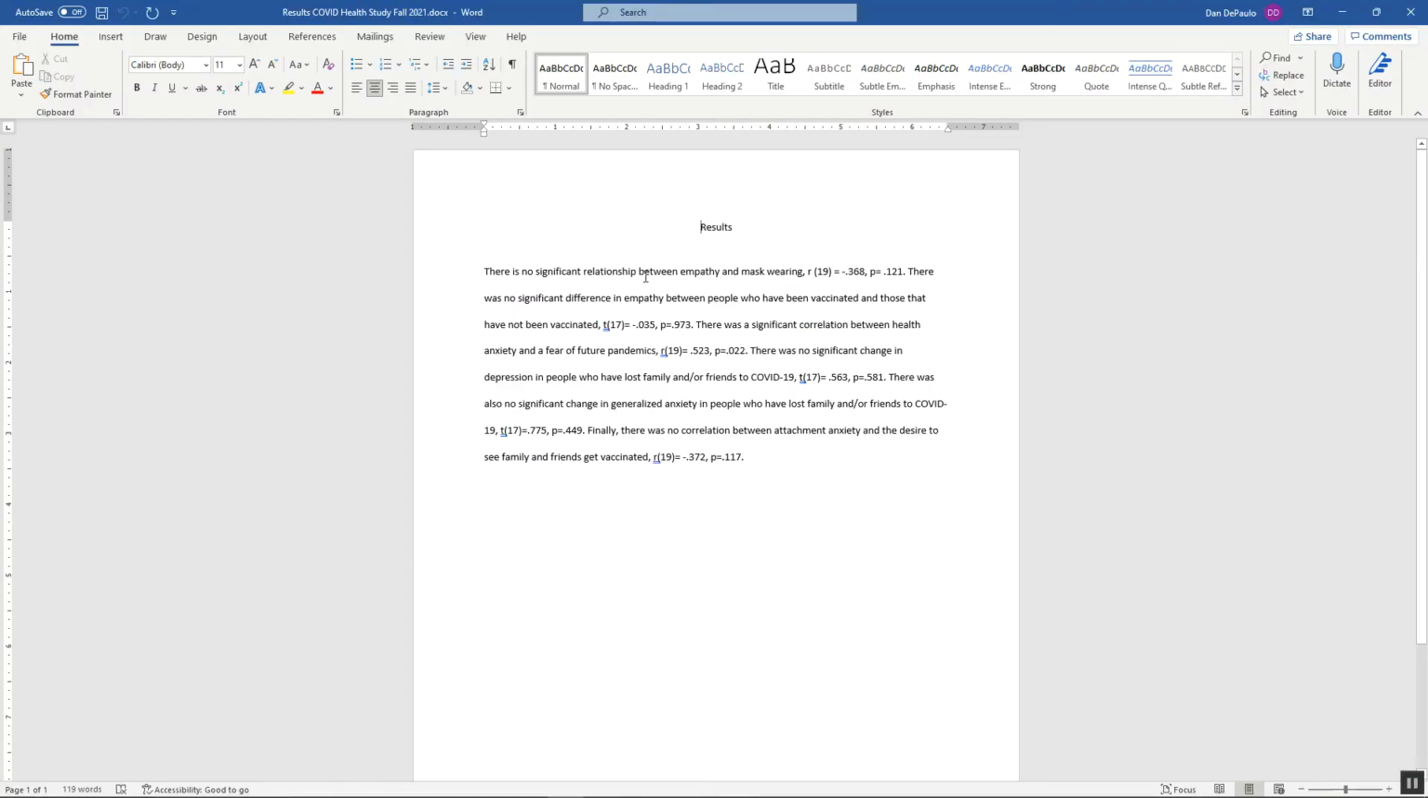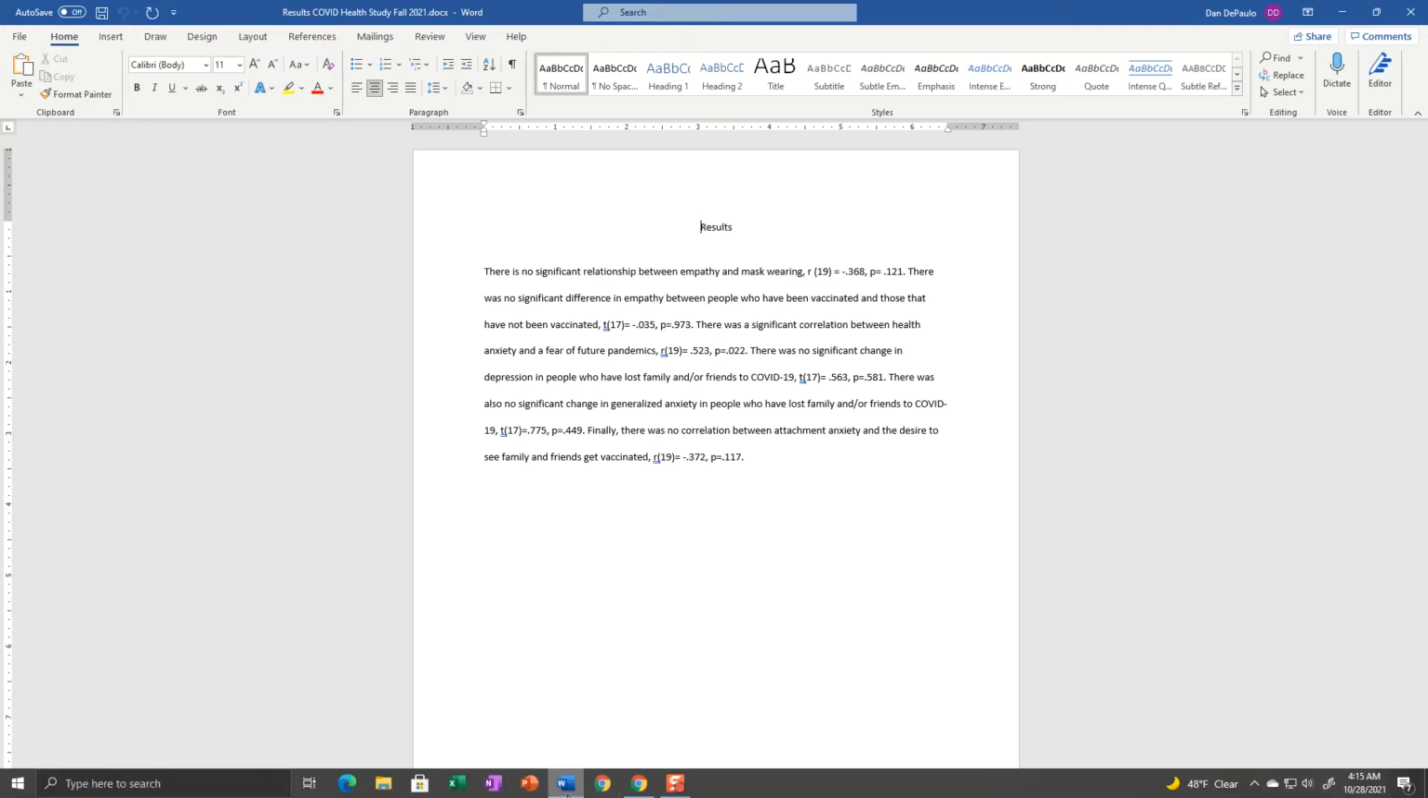There was no significant relationship between empathy and mask wearing, so that was not supported. Here's the data. The p-value is 0.121. It should be less than 0.05 for it to be significant, and it's not. We expected a positive correlation, meaning that if you had more empathy, you should wear a mask more. We did not find that. We basically found a 0 correlation.